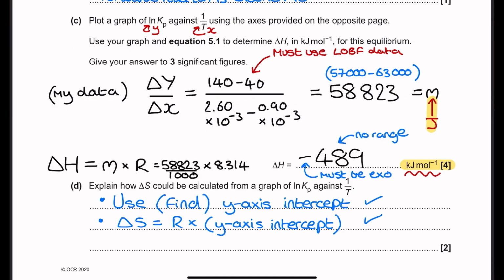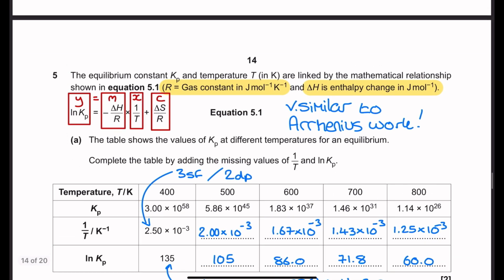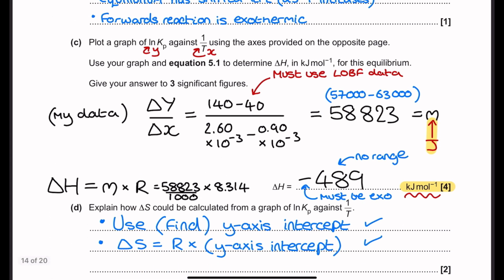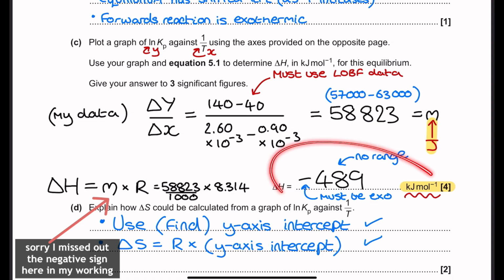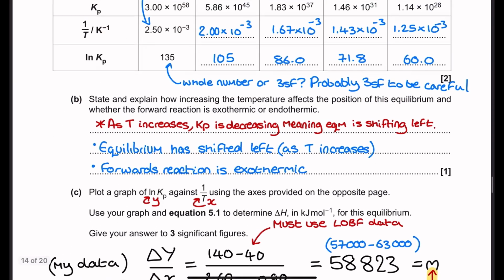Now, the value you get for the gradient, m, which is equal to delta H divided by R, is actually currently in joules. And what we need to do is multiply by the gas constant and divide by 1,000 to get it in kilojoules per mole. Now, what other information do we have that helps us understand what we've got at the moment?